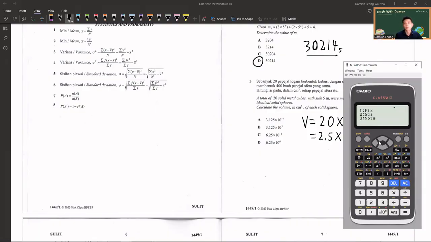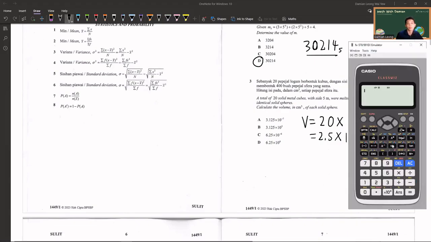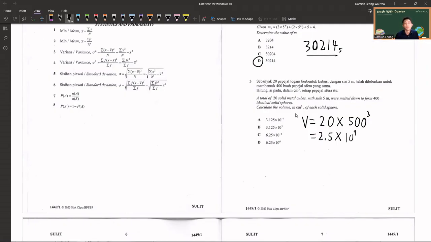So number format, SCI, scientific notation form. We can put maximum here. So I can just put 9 lah. 20 times 500 cube. You can see 2.5 times 10 to the power 9. So yeah, that's the total volume. Okay. Jumlah isi padu bagi 20 pepejal logam kubus itu.